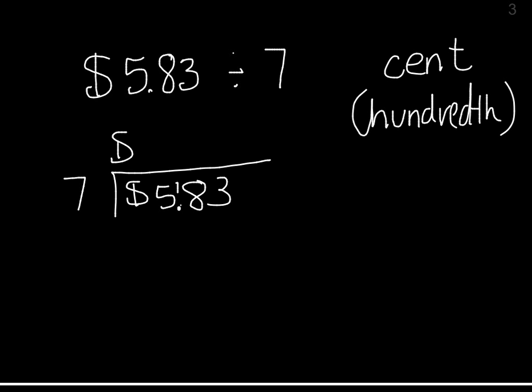I'm going to go ahead and move my decimal straight up because I don't move anything on the outside. 7 doesn't go into 5, so I'll put a 0 right there. And since I'm rounding to the nearest cent, to the nearest hundredth, I'm going to divide one place past it. Since this is my cents, I'll put one more 0. And once I have a number in this spot right here, I can round to the hundredth.